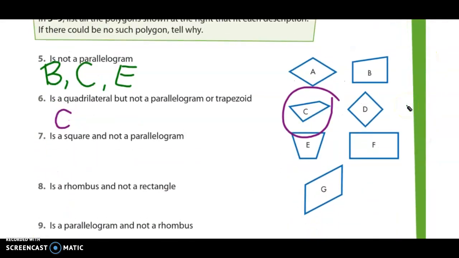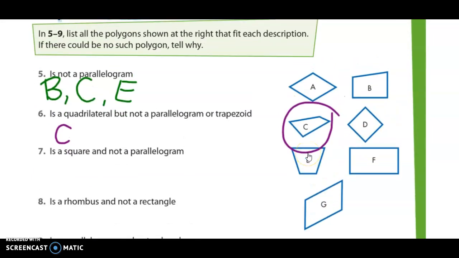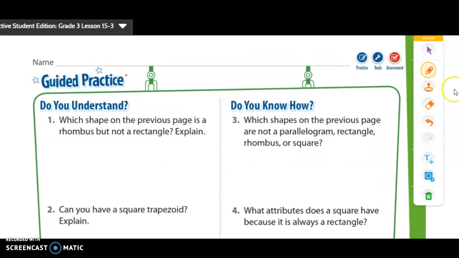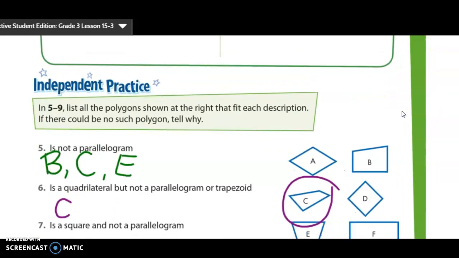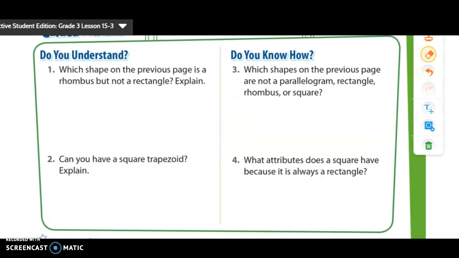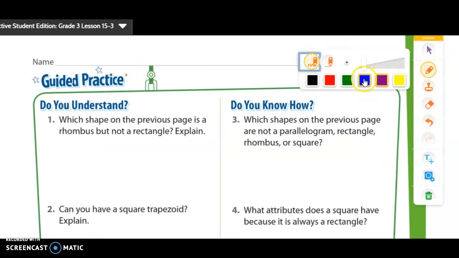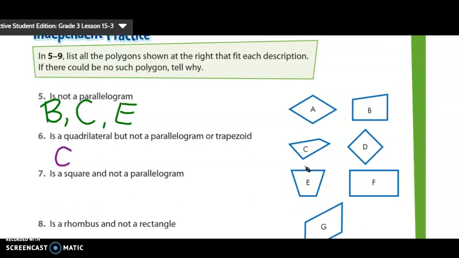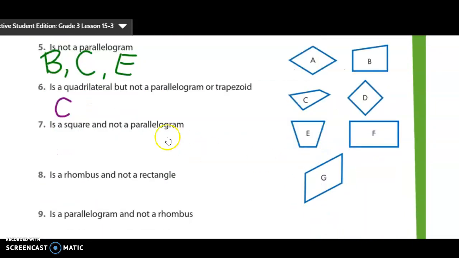Remember, in order to be a square, you have to have 4 right angles, 4 sides of equal length, and 2 sets of parallel sides. I was blanking on which attributes I already told you guys. So you have to have 4 sides of equal length, 4 right angles, and 2 sets of parallel lines. So basically they're asking, hey, which one of these is a square and not a parallelogram? That would be this one, D.